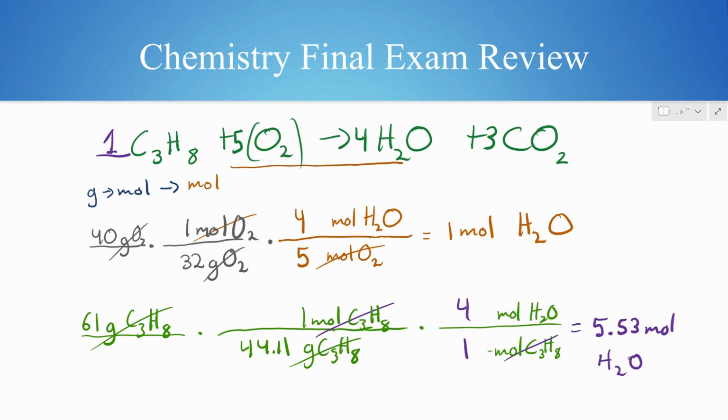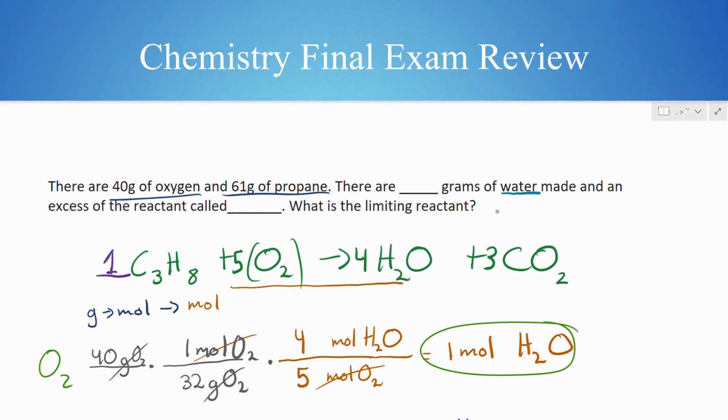Alright, so now we need to compare. These are our 2 choices. Okay, we're either going to make 1 mole or 5.53 moles of water. So we're going to have to choose the lesser amount. And which one made the lesser amount? Well, that was oxygen gas. So oxygen gas will be the limiting reactant, and the one in excess is called propane, or C3H8.